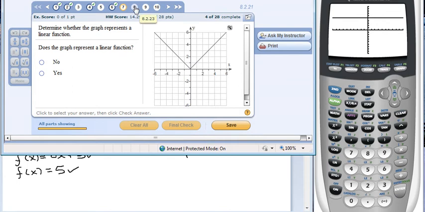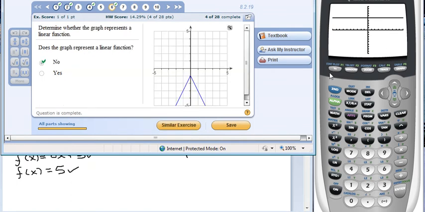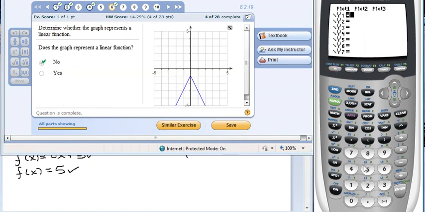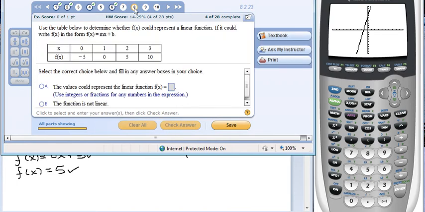That is not either. Okay, so let's just get over here and let's just put one in. Let's do 5x plus 2 plus 6, let's just say. There's a linear function, it forms a line, okay? So those are not linear.